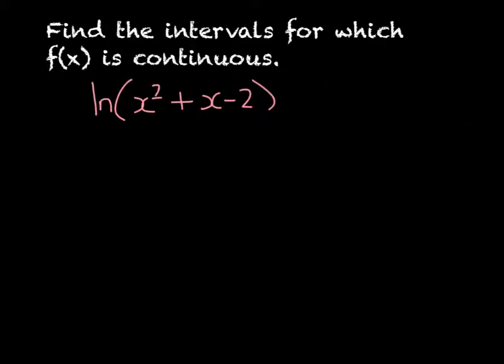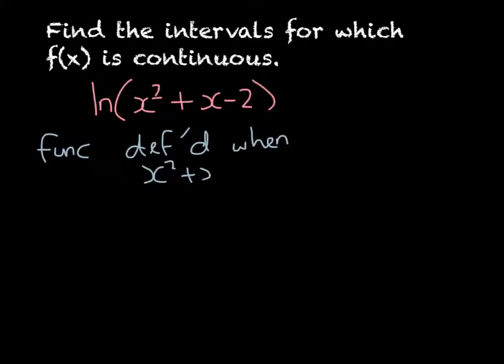Find the intervals for which f of x is continuous. So we've defined f of x as the natural log of x squared plus x minus 2. Now this function is continuous wherever it's defined. A natural log is defined when the inside of its expression is greater than 0. So that means our function is defined when x squared plus x minus 2 is greater than 0. So now all we have to do is find the x for which this is true.